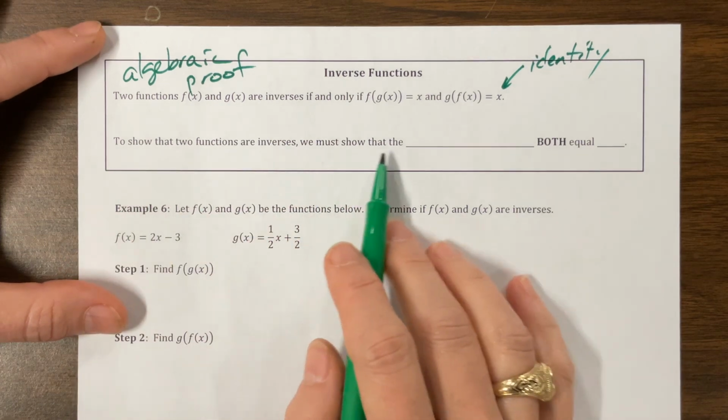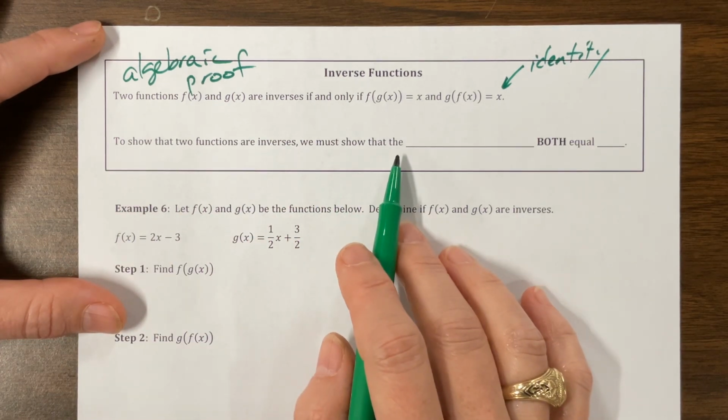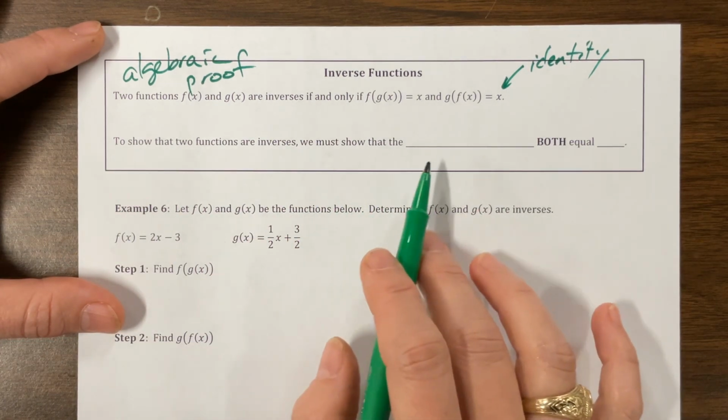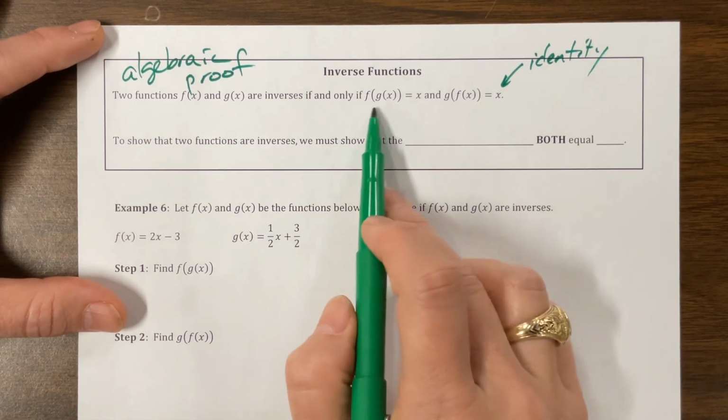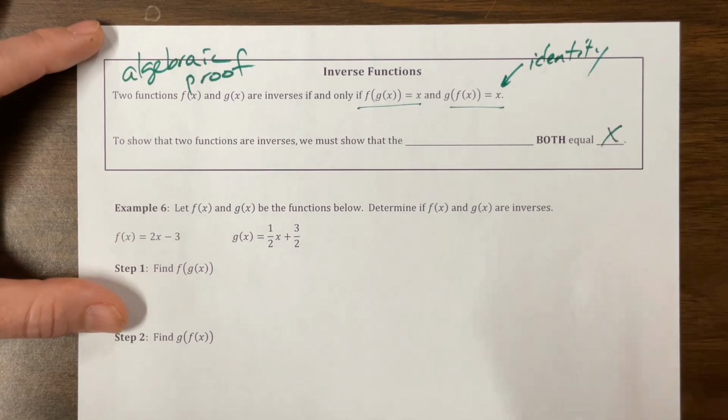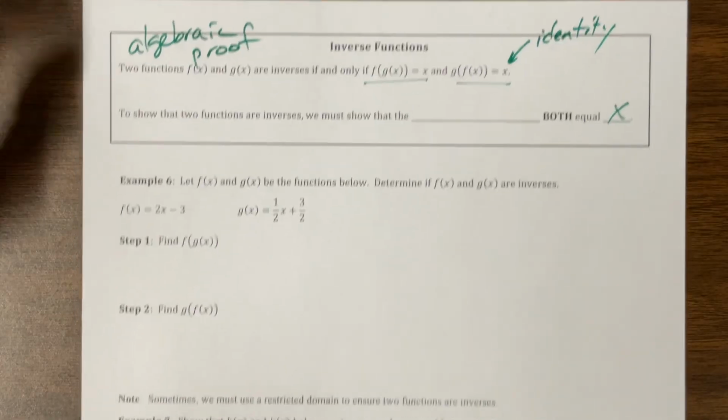To show that two functions are inverses, we must show that the composition of f and g, and of g of f, both have to equal x. I was too lazy to write it out.